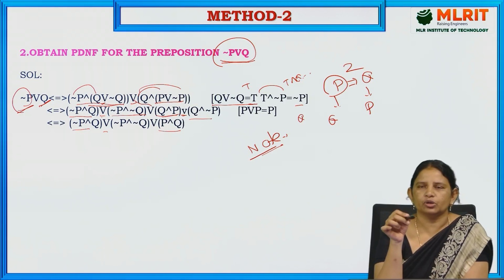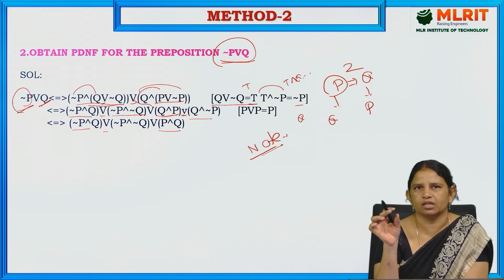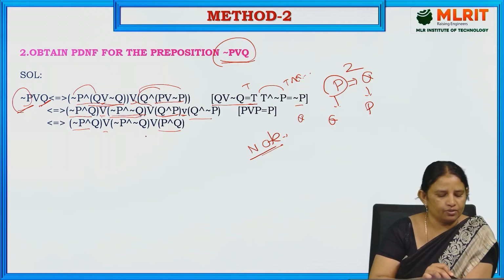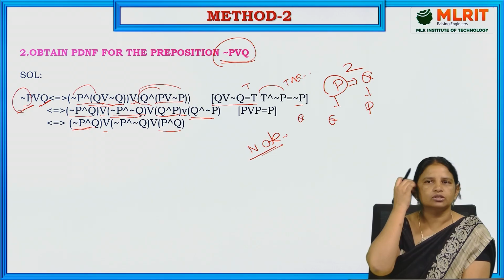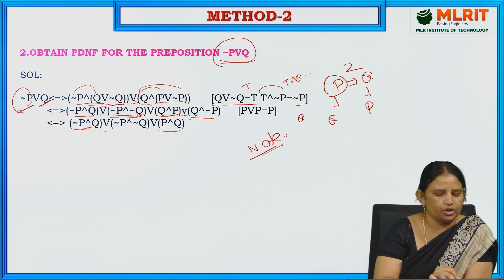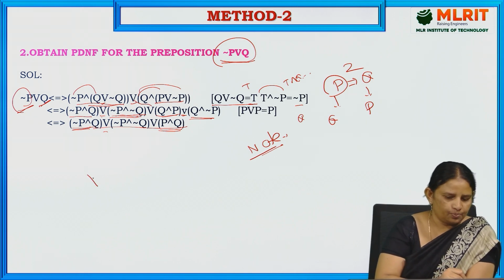According to the rules of the principal disjunctive normal form, minterms are unique. That means if there are any identical propositions, we take them only once; any duplicates will be removed. Here negation P and negation Q is repeated twice, so you write it only once because the minterms are unique. We should not add more than one. Negation P and Q is one factor; next one is P and Q. In total there are three minterms. We need to verify whether your solution is correct or not with the help of the truth table. Take P, Q.